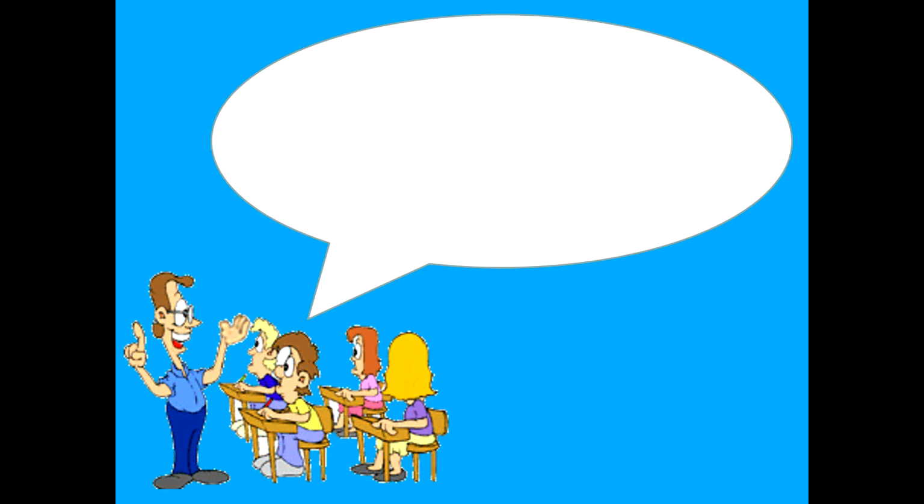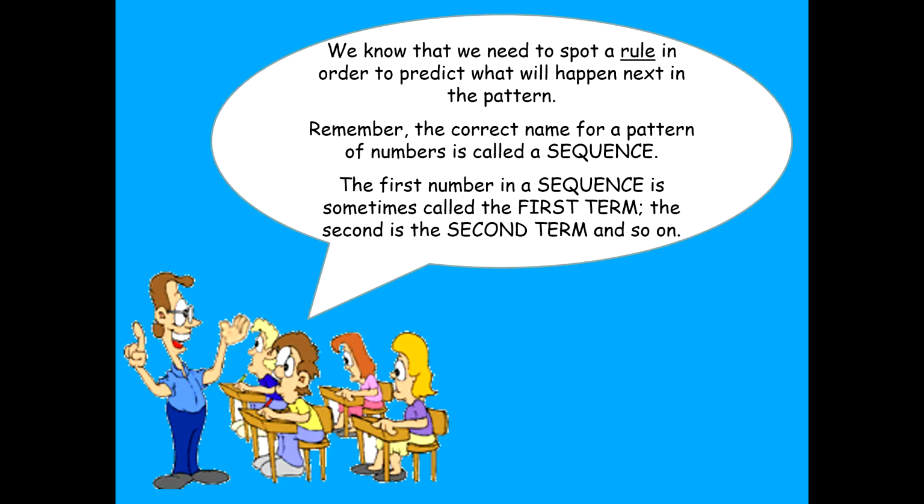So, some of the things that we know all about patterns already are that we need to spot a rule so that we can predict or find out what will happen next in our pattern. Now, we've practiced that with increasing patterns and decreasing patterns and repeating patterns. So remember, actually, this is very important information.